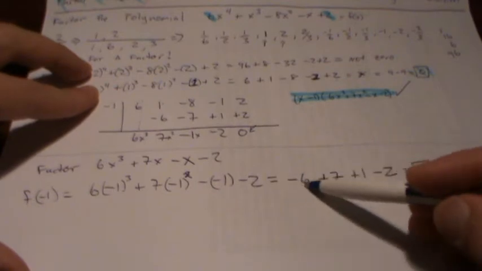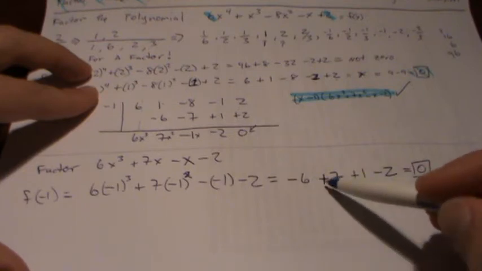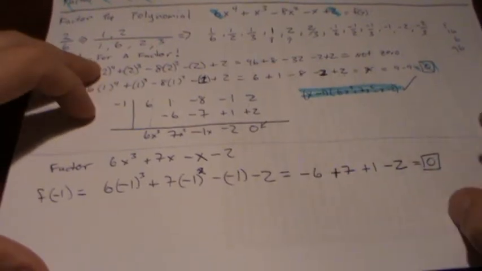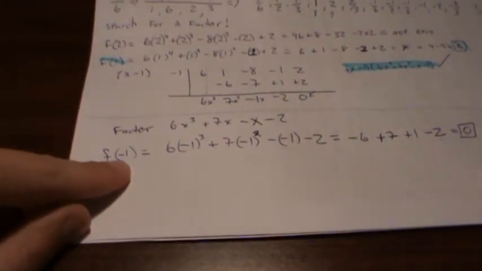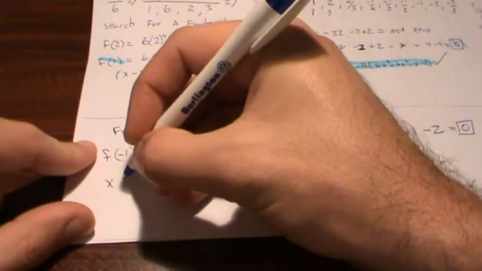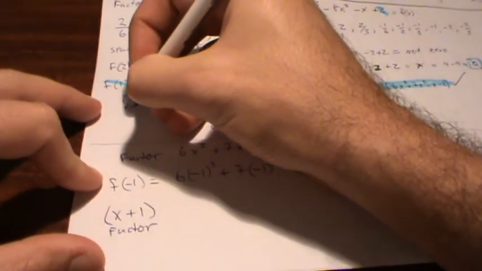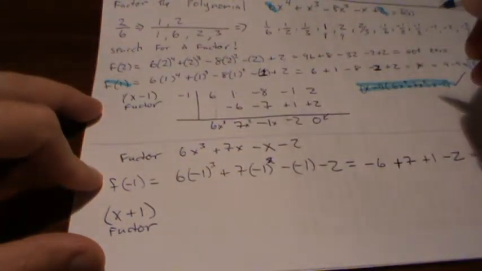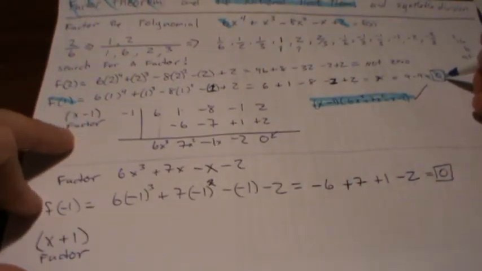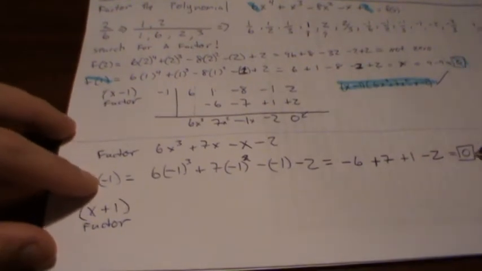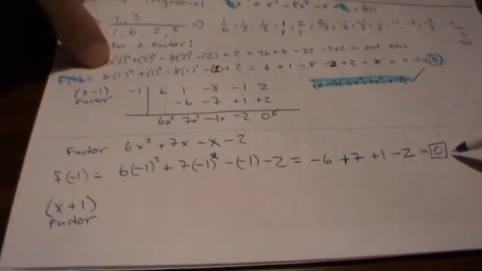And so look, I've got a 6 and a 2 for a -8, and then a 7 and a 1 for a +8, giving me a 0. So therefore, I see that since I put -1 into my function, that means x plus 1 is a factor. Since f of 1 gave me a 0 over here, x minus 1 is a factor. Since f of -1 down here gives me a 0, then x plus 1 is a factor.